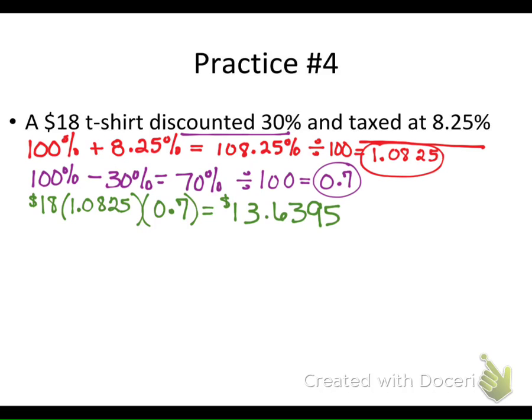Okay, so which number is in my nearest cent? The 3. Mm-hmm. Cross the numbers out behind it. I look to the right of the 3. Is that number 5 or greater? Yeah. So what happens to that 3 that's underlined? So how much was the cost of my shirt? $13.64. Bam, you got it.